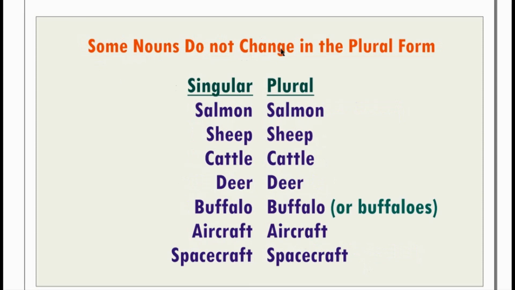Nouns that do not change in the plural form. There are some nouns where the singular and the plural are the same. There is no difference. We do not add letter s. For example, there is a fish that is called salmon. So the singular is salmon, the plural is also salmon. Sheep, S-H-E-E-P. The singular is sheep, the plural is sheep. Deer, buffalo. Although with buffalo we can still have buffaloes, when we say plural buffalo, we are still very correct. Aircraft, aircraft. Spacecraft, spacecraft. All these words do not change in the plural form.